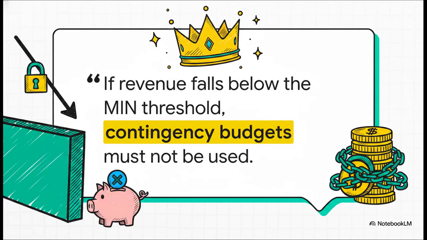Now, I need you to pay very, very close attention to what we call our golden rule. If revenue falls below the min threshold, contingency budgets must not be used. Let me say that one more time just so it really sinks in. If company revenue drops below our minimum threshold, all contingency budgets are completely locked. This is an absolute, non-negotiable anchor for our financial safety as a company.